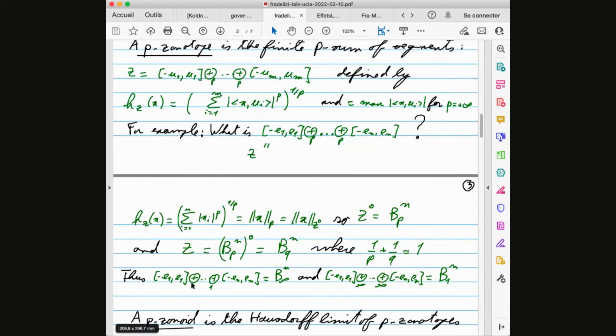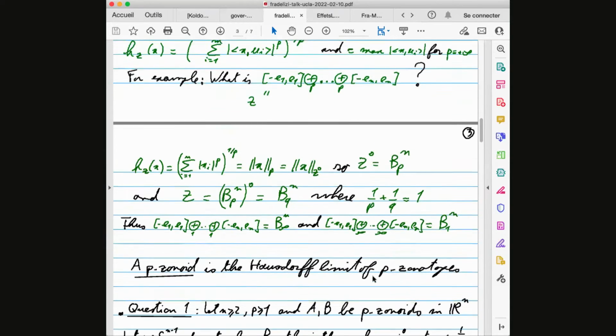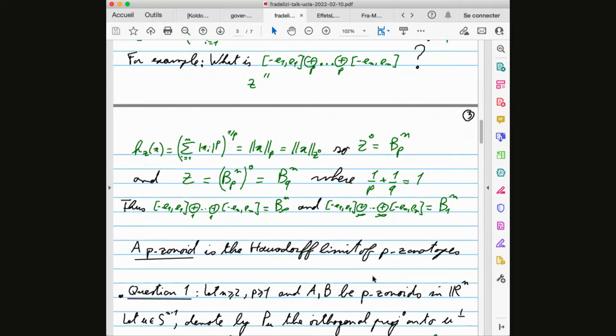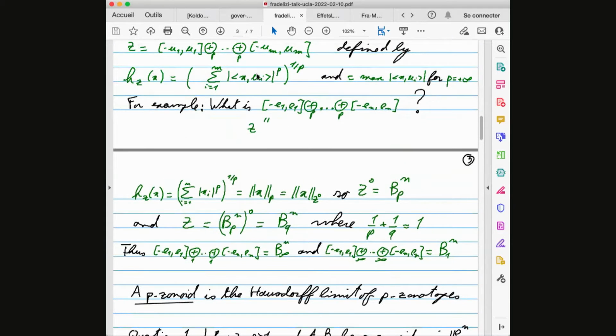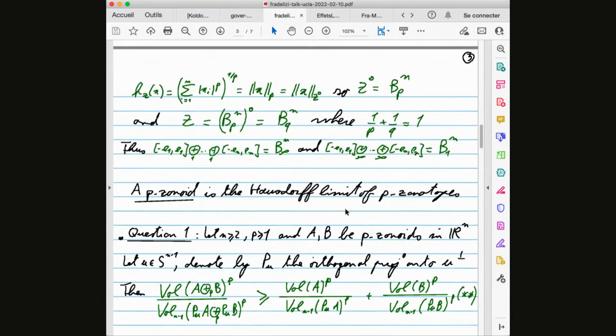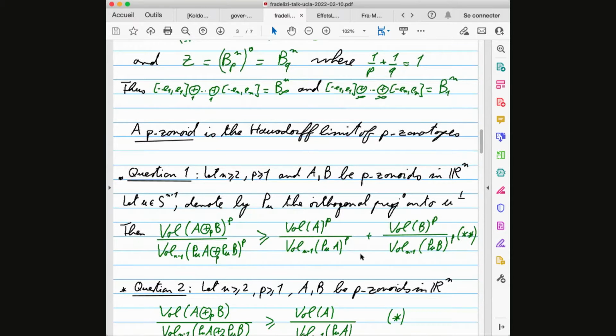And so, for example, when you take the 1-sum of the segments built from the canonical basis, you get the cube. And if you took the infinity sum, you would get the l_1 ball. Very good. So now, what we call a p-zonoid is just the Hausdorff limit of p-zonotopes. It's the same as saying that here, where you had a finite sum, you can replace it by an integral with respect to some positive measure, of the same power, to the power 1 over p.